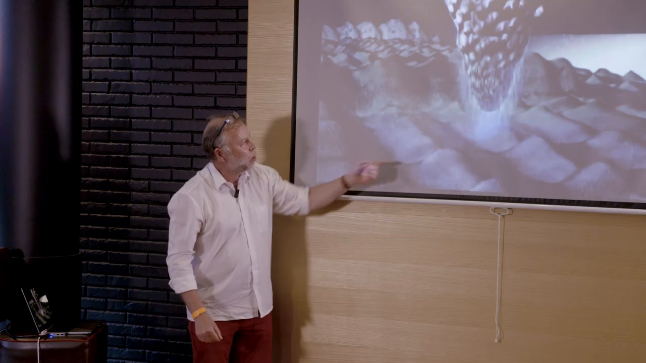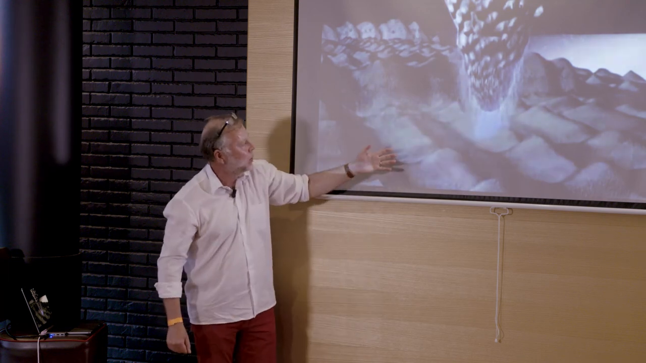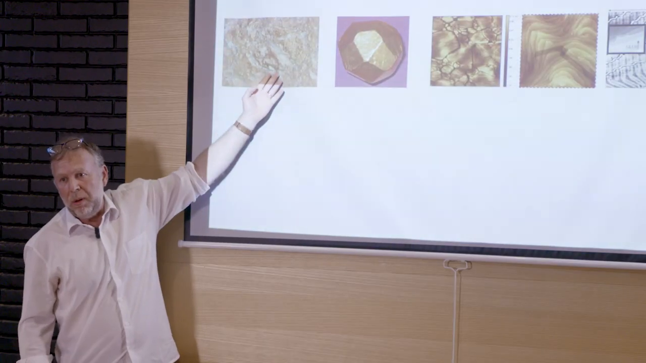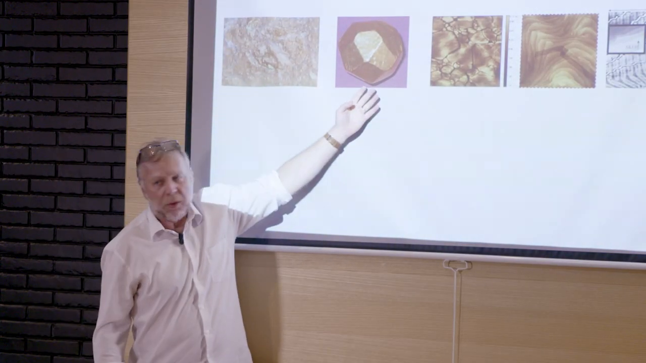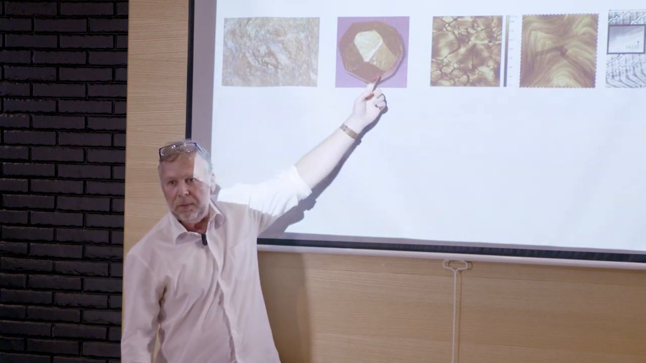Maybe, but is it sure that this thing exists? Is it really a surface? What is it composed of? What kind of atoms? The next point is what the surface is at the atomic scale. So here we come back to a surface of gold. This is the ore. This is a nice crystal of gold. This is the surface of this kind of thing.